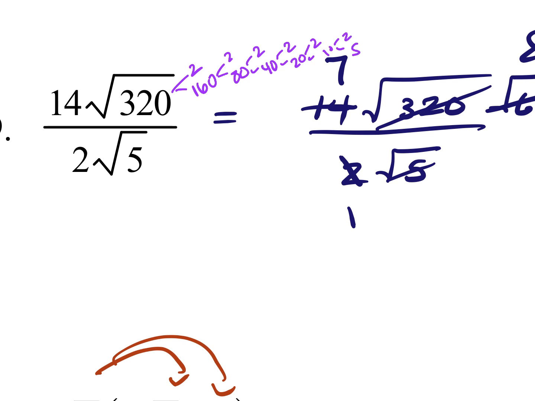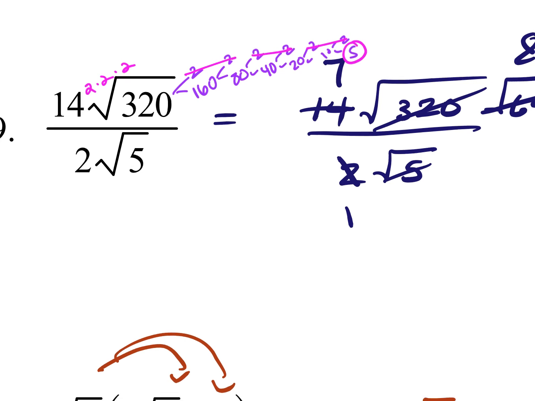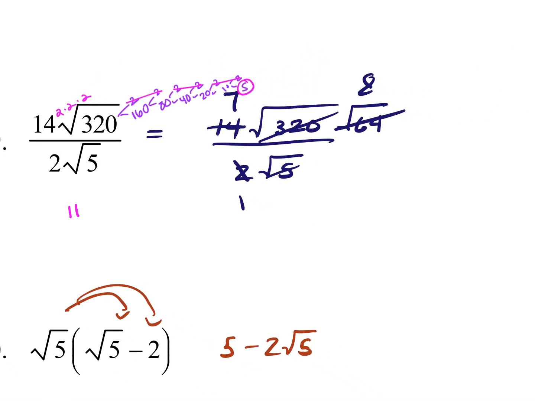Each pair, 1 goes to the outside. So I get 2, 1's going to the outside. Another 2, another one's going to the outside. A third one, I'm bringing out that third 2, and the 5 stays underneath. So 14 times 2 is 28, times 2 is 56, times 2 is 112. And then we can cross out the root 5s, and 2 goes into this. 60, wait, that's wrong. Did I do that right? 56 times, yeah.